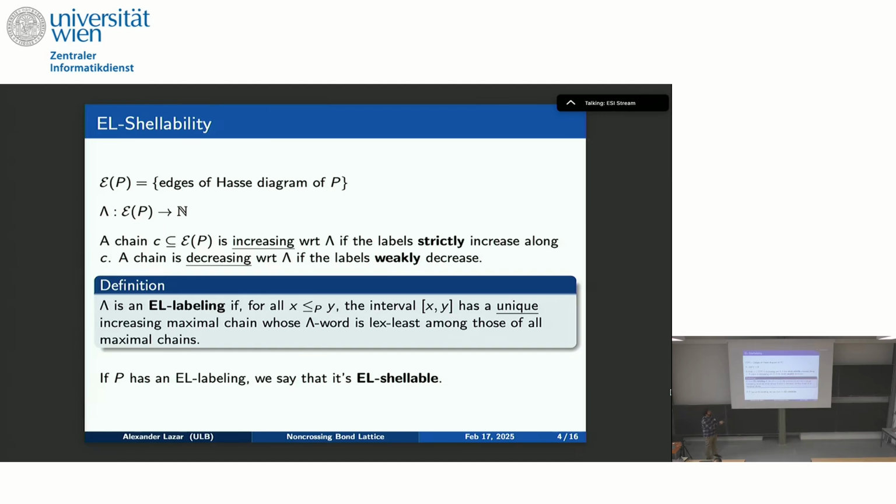So you think of a lambda word as just like a tuple in order? Lexicographically. Yeah. So EL is short for edge, lexicographic, I think.